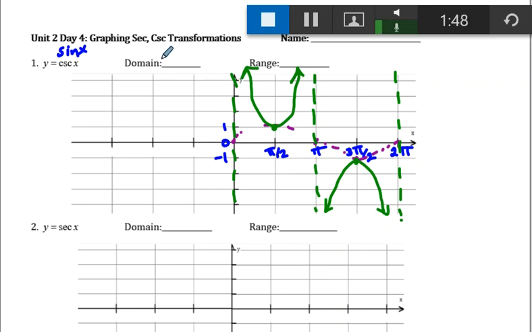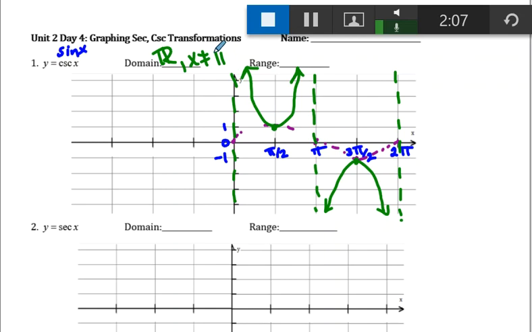Who remembers what we would write? All reals what? Go ahead, June. Wait, we're trying to say the numbers that are the asymptotes, remember? Oh, sorry, asymptotes. Okay, so it'd be just k pi or pi k.